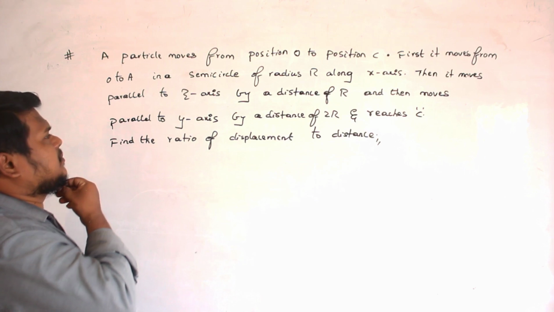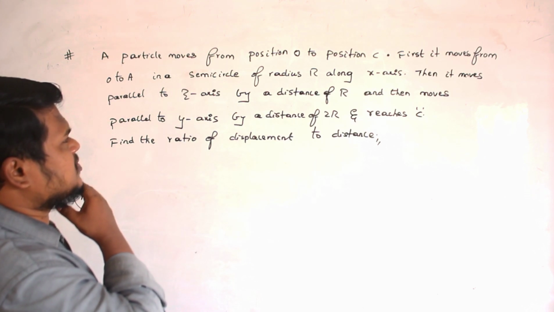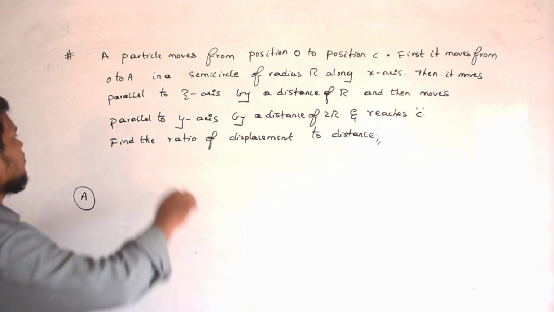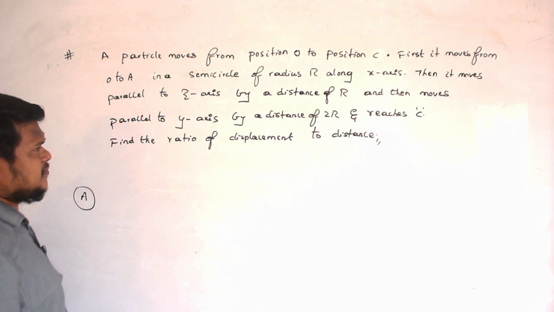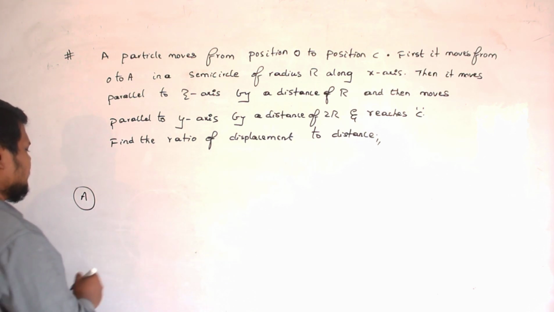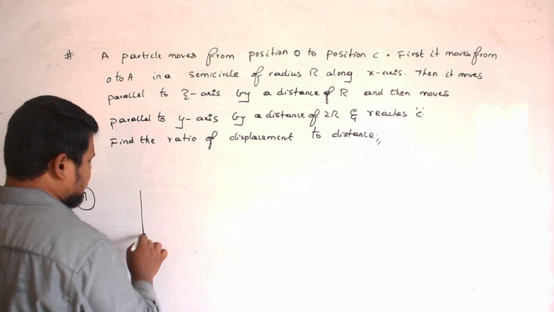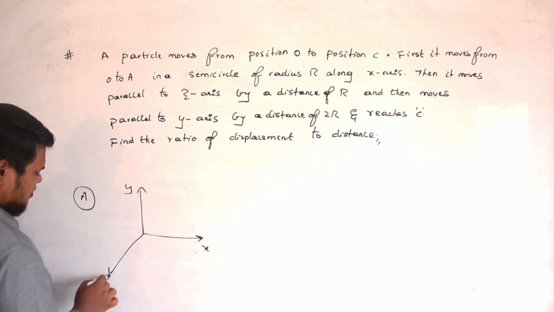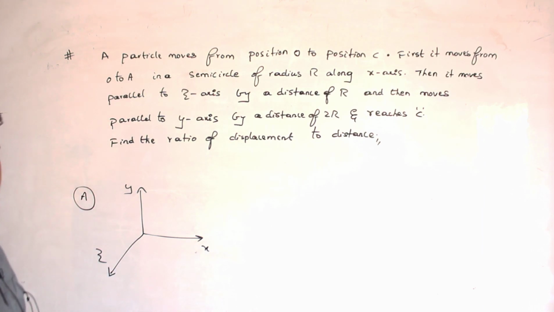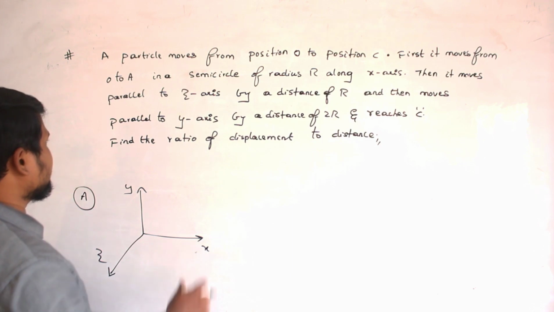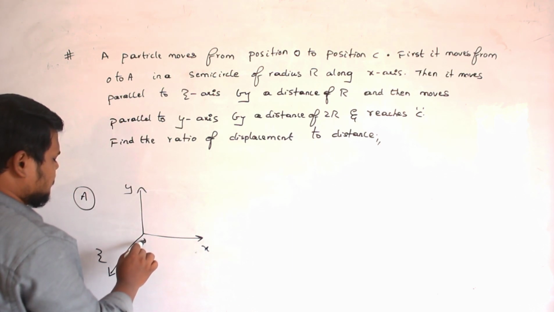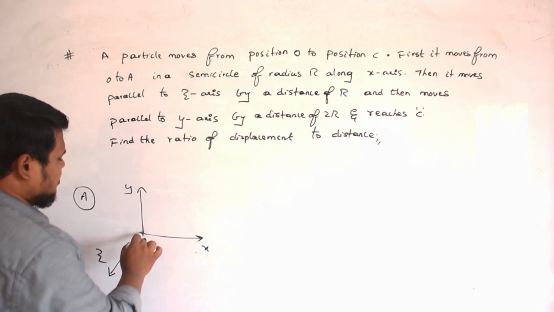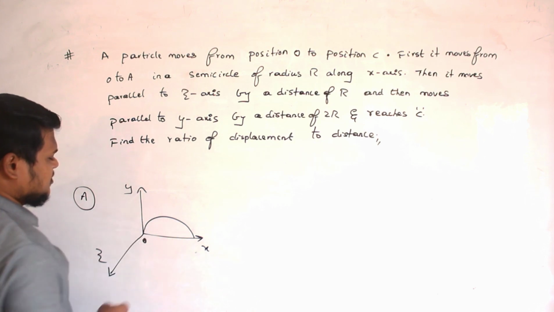A particle moves from position O to position C finally. First it moves from O to A in a semicircle of radius R along the x-axis. What is the meaning of that? Consider this is the x-axis, this is my y-axis and this is my z-axis. Understood? So first the person is traveling from O, meaning origin. From the origin, he is traveling in a semicircle of radius R along the x-axis. It means he traveled up to here. That is the meaning of this.